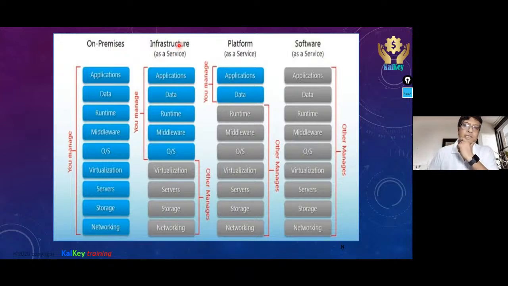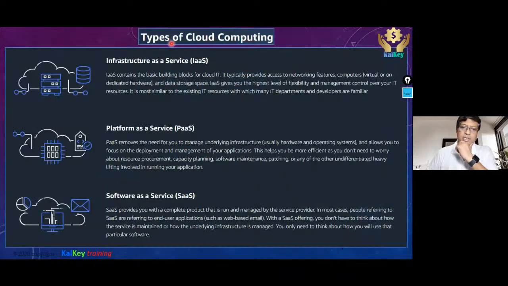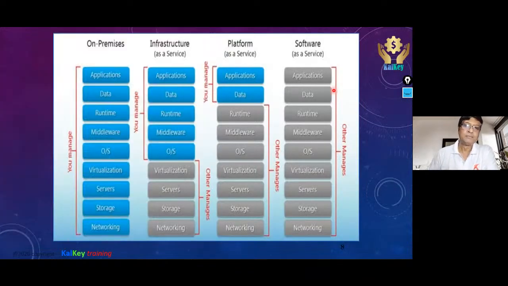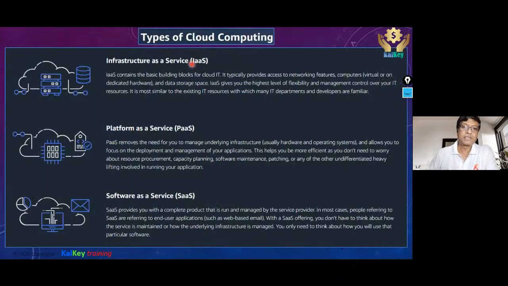Now we come to infrastructure as a service. I did not discuss this because it is a definition, but we want to understand it from this diagram. What is it? Infrastructure as a service contains the basic building blocks for cloud IT. It is very vague, though it is coming from Amazon only. It typically provides access to networking features, computers, virtual and dedicated hardware, and data storage. IaaS gives you the highest level of flexibility and management control over your IT resources. It is more similar to existing IT resources. Did you understand a single word? Did you understand what it is trying to say?